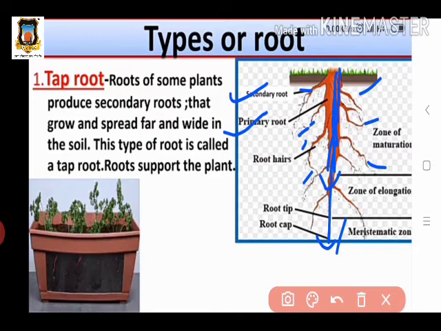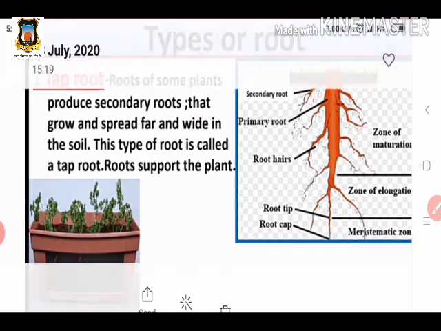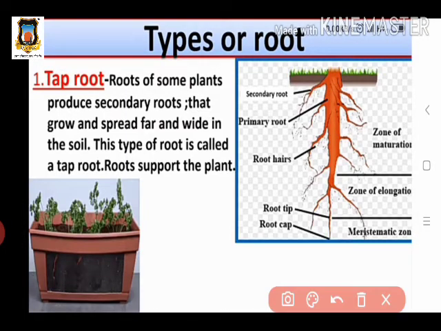These roots support the plants very well. So here we see how the tap root is formed. In the tap root, the main primary root grows deep inside the soil. It is very thick and it produces a number of secondary roots. This smaller structure also has root hairs. If we see the parts of these tap roots, we see the primary root, the main one, then secondary roots are developed here. Then on the secondary root also there are small hair-like structures.